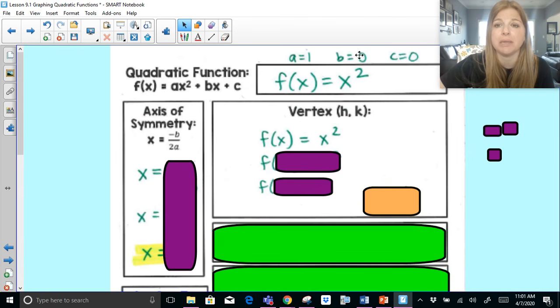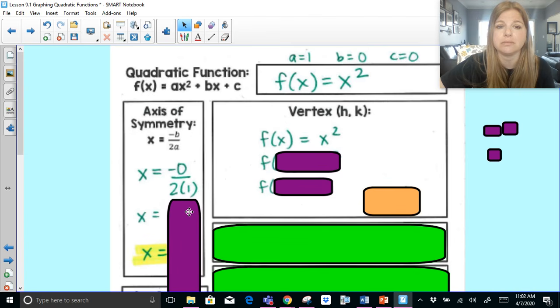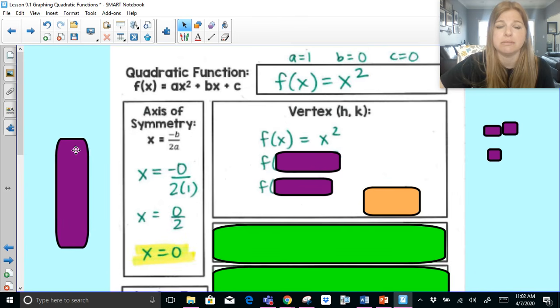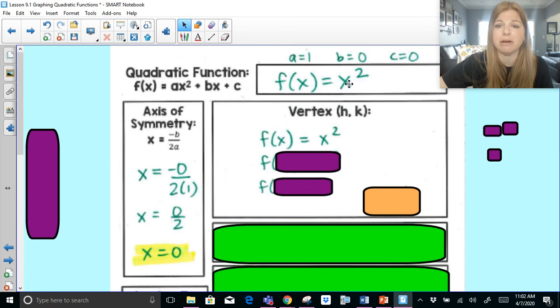So I simply plug my numbers in. I know what a, b, and c are. Notice c is not even in the formula. So it's negative b, which is 0. Seems kind of silly, but plug it in, over 2 times my a. Negative 0 is just 0. 2 times 1 is 2. And 0 divided by 2 is 0. So I know this parent function is going to have an axis of symmetry. The line that's going to cut this parabola down the middle is going to be at x equals 0, which is the y-axis.